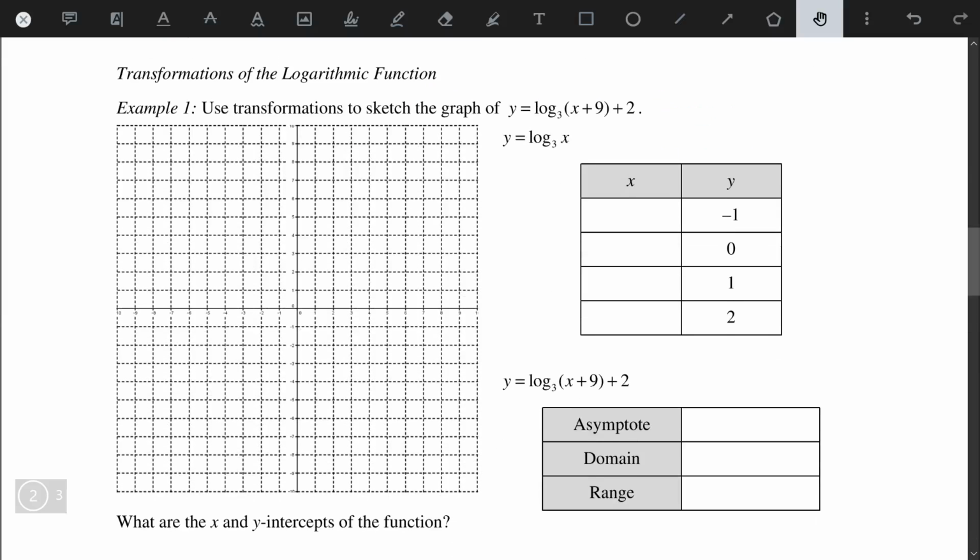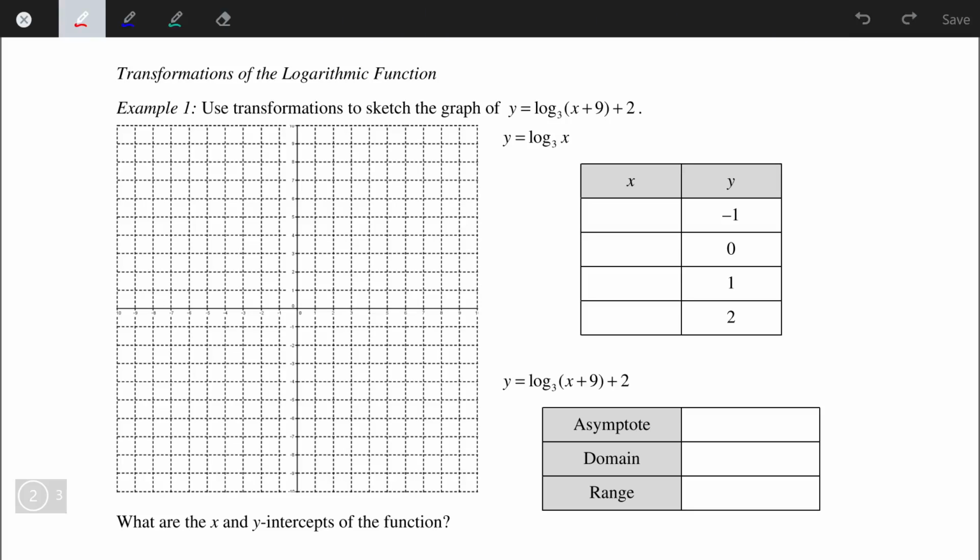Okay, so here we are going to start with just y equals log base 3 of x, and then we're going to graph y equals log base 3 of (x plus 9), and then plus 2 afterwards. So one way to look at this is to consider the transformations, of course. This would be left 9 spaces and then up 2 spaces.